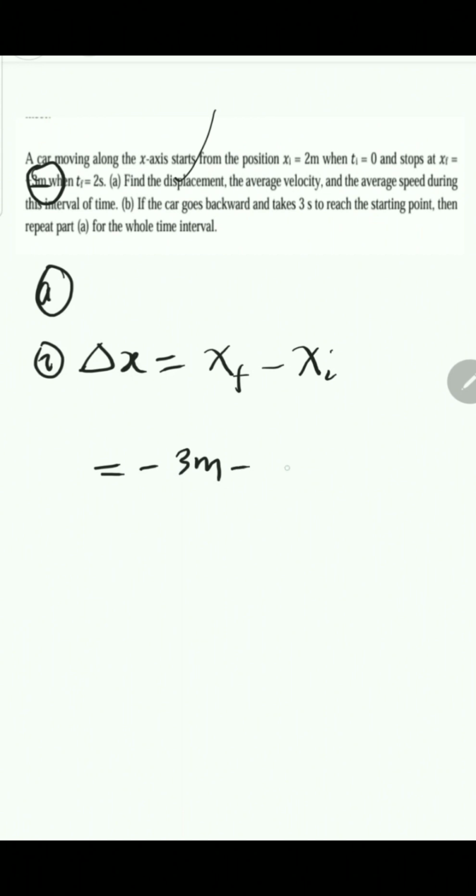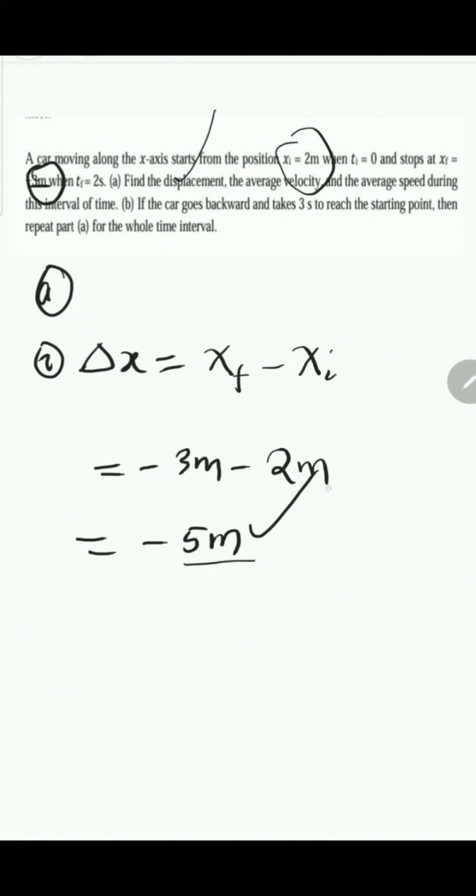For the first one, to find the displacement, which is the overall change in position, we simply subtract the initial position from the final position. So it will be x final minus x initial. The final position according to our problem is -3 meters, then minus the initial, which is 2. So it will be -3 meters minus 2 meters, and this simply gives us -5 meters.